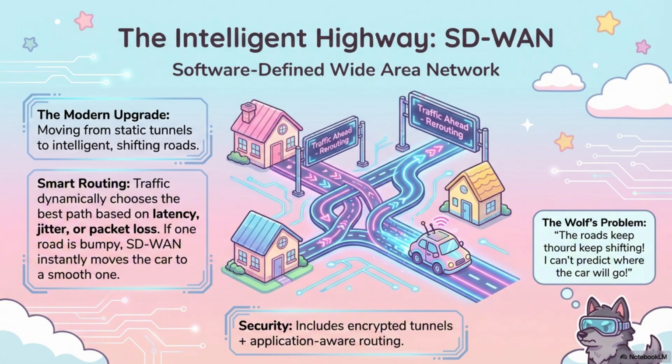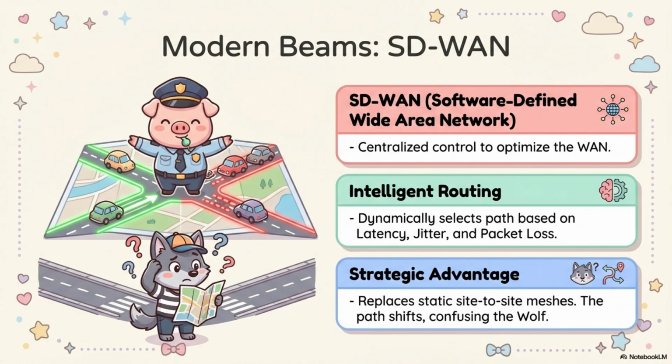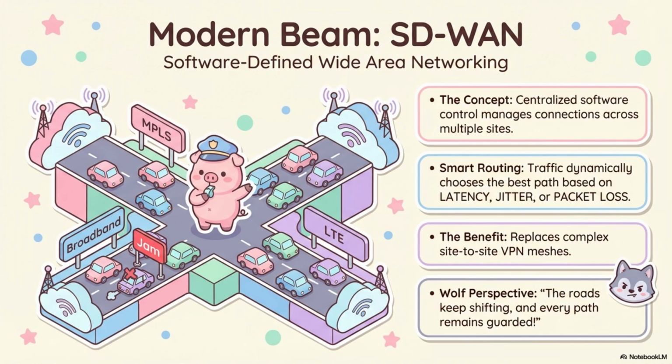SD-WAN often includes encrypted tunnels similar to VPNs, but it adds intelligent path selection, performance optimization, and application-aware routing. With SD-WAN, traffic can dynamically choose the best available path based on latency, jitter, or packet loss, while still being encrypted. Security is often built in or layered on top, allowing organizations to replace complex site-to-site VPN meshes with centrally managed, policy-driven connectivity. From the wolf's perspective, the roads keep shifting, and every path remains guarded.